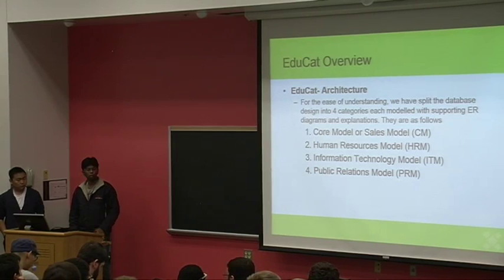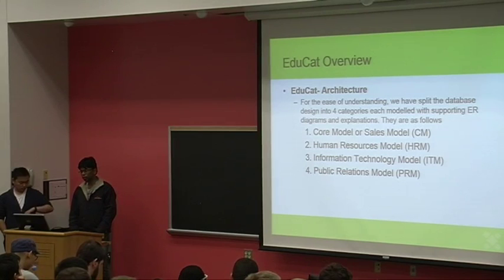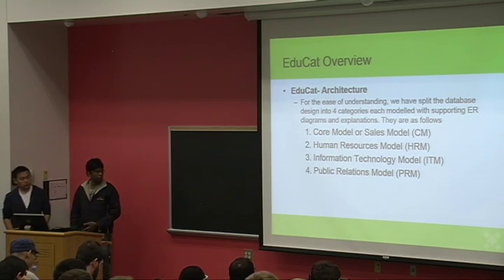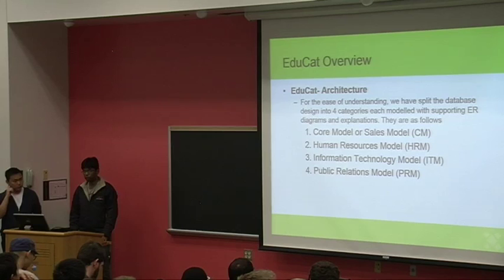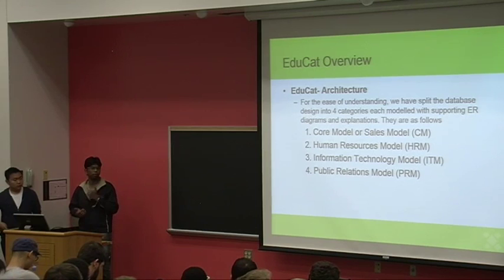And then we also have the information technology model, which will deal with browsing, searching, and we also have a feature of bidding. This bidding is different from the normal bidding which we see on an e-commerce site. Since a course can be registered, there is no limit on the number of users who are registering for the course since it is online. But the professor can't handle the queries from all the users at the same time.